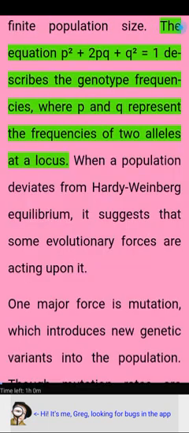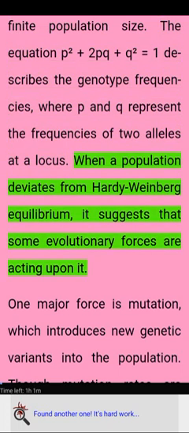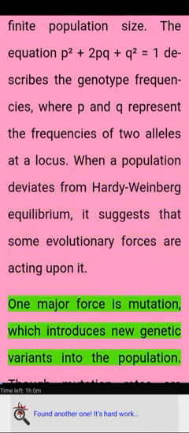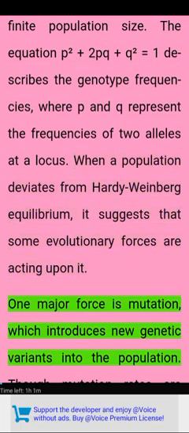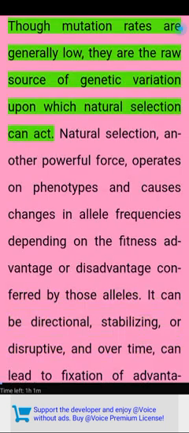The equation p squared plus 2pq plus q squared equals 1 describes the genotype frequencies, where p and q represent the frequencies of two alleles at a locus. If the population deviates from Hardy-Weinberg equilibrium, it suggests that some evolutionary forces are acting upon it. One major force is mutation, which introduces new genetic variants into the population. Though mutation rates are generally low, they are the raw source of genetic variation upon which natural selection can act.